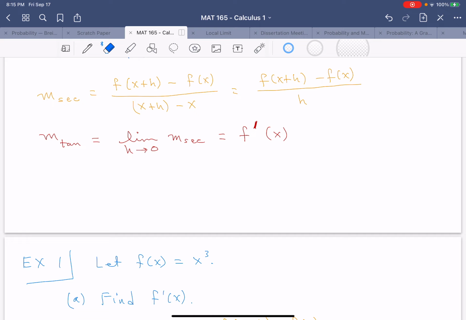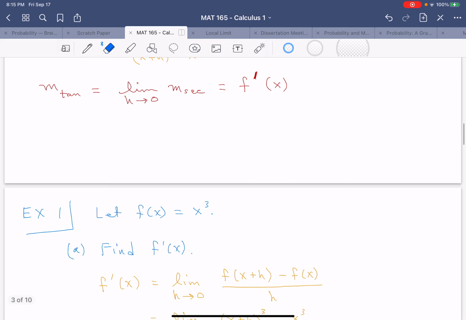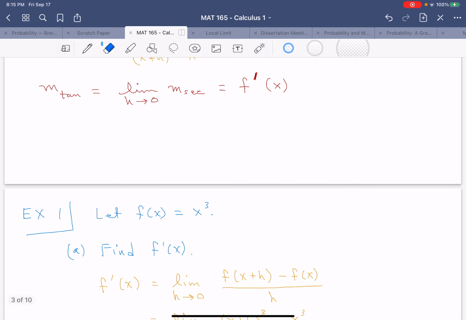And that phrase, with respect to, you'll hear that a lot. And if you see w.r.t., that is the abbreviation for that. Okay, so we're just going to go straight from the definition. So just straight from the limit definition.